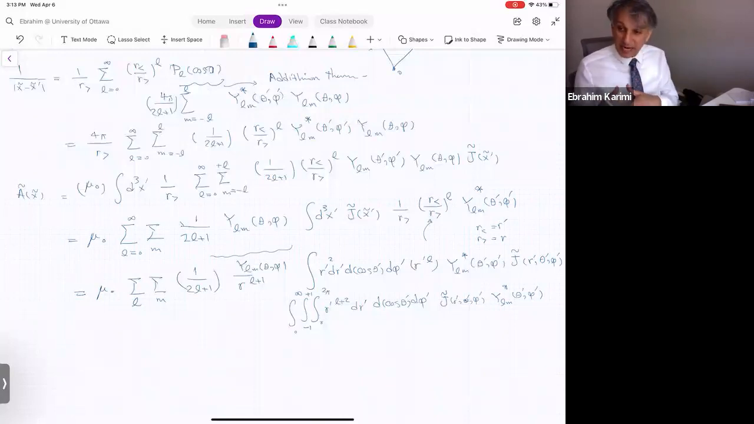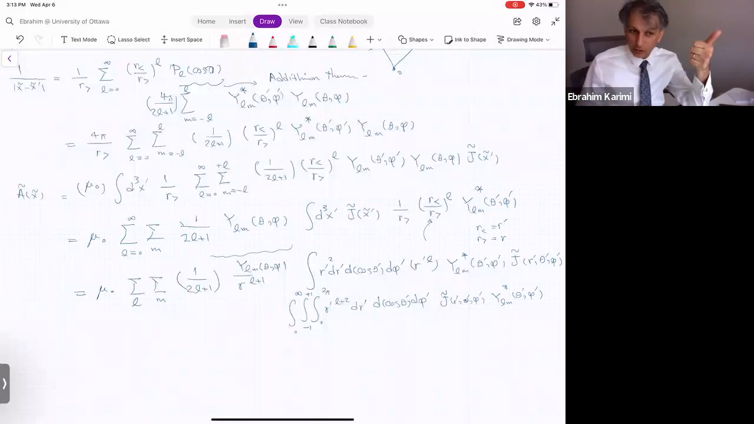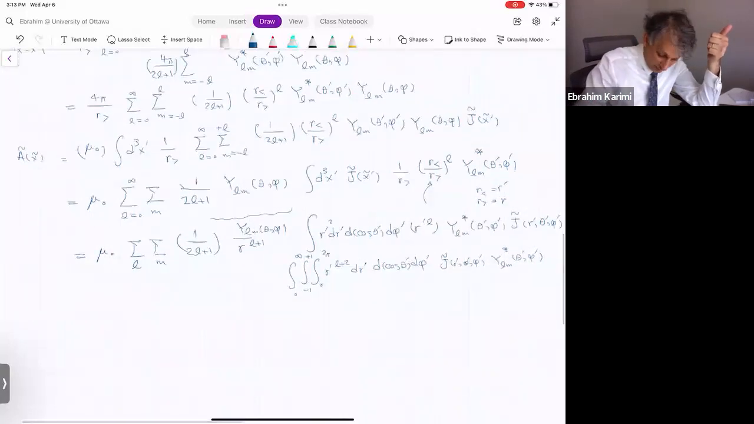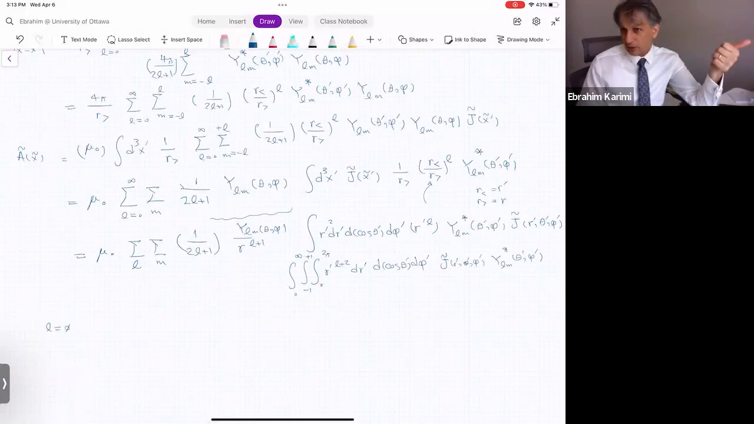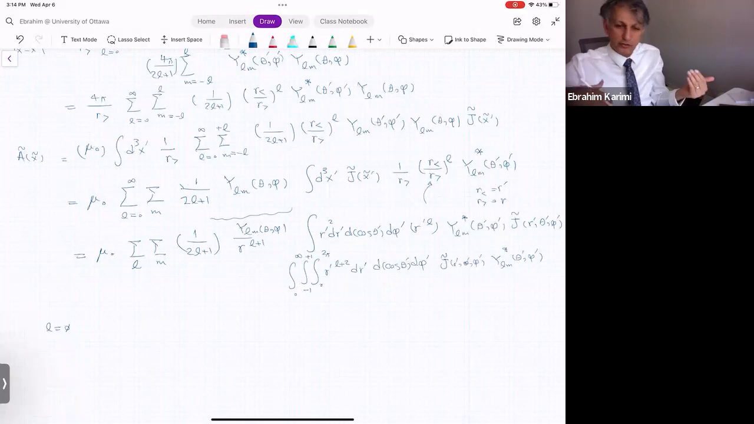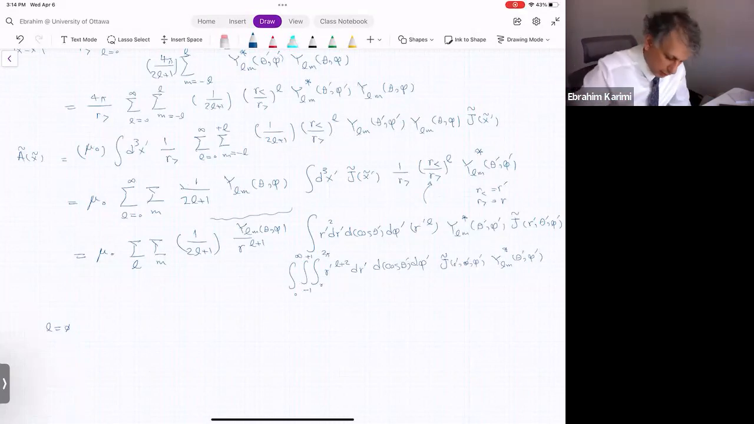Now, definitely we can expand the L's. The first term is L equal to 0. So then it means that M also is 0. Do you agree with me, guys? The first term is L equal to 0. Then M, which is changing from minus L to L, is 0 again.